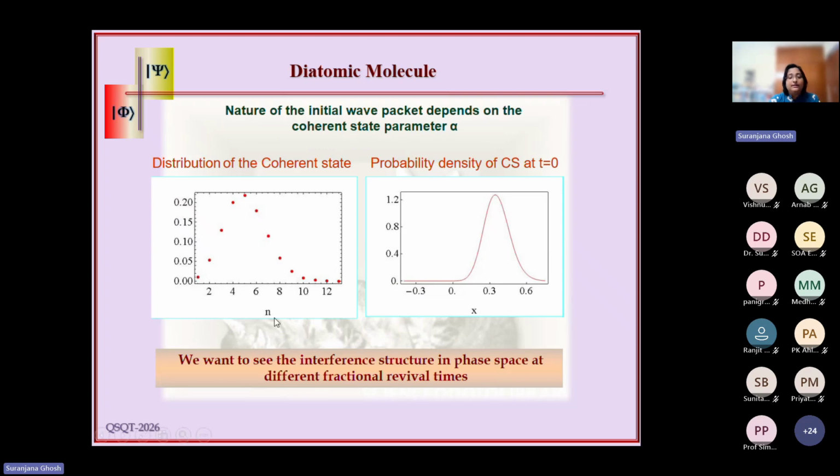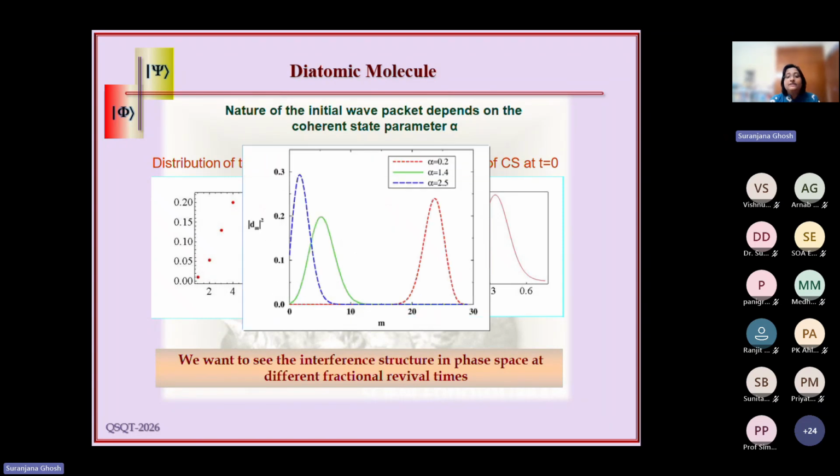It shows which vibrational levels will contribute to create the initial wave packet. That is very, very important. If you change the coherence parameter, then it can change the distribution also. So here you can see when alpha is small, the higher excited levels are contributing. When alpha is large, lower levels start contributing. So depending on that, one can start with different kinds of wave packets and can see the system dynamics.